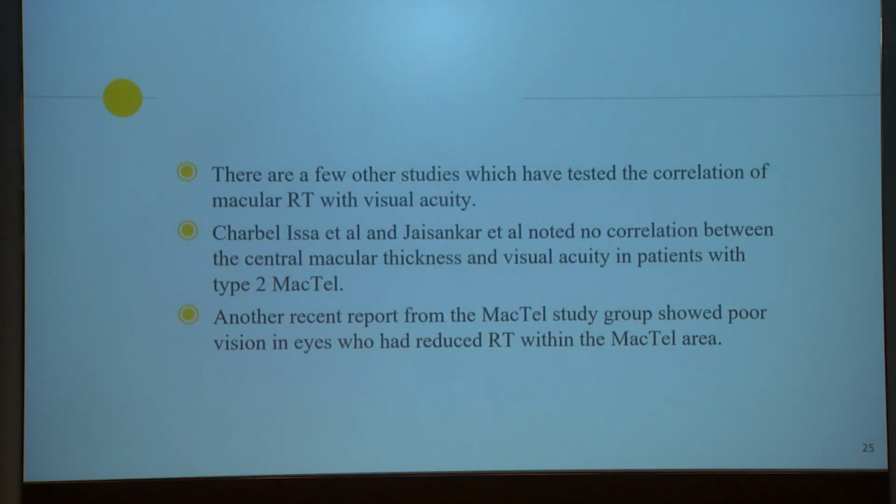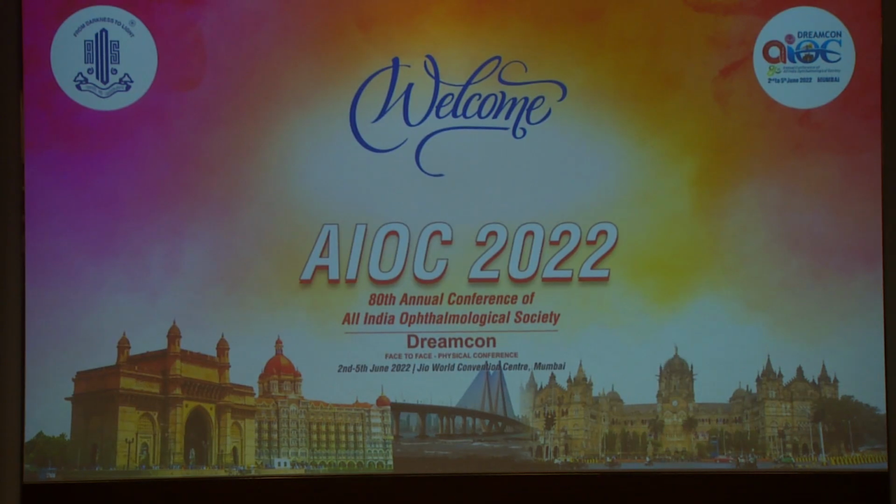There are few other studies that have tested the correlation of retinal thickness with visual acuity in MacTel. Charbel Issa et al. and Jaishankar et al. noted no correlation between central macular thickness and visual acuity in patients with type 2 MacTel. Another report of the MacTel study group showed poor vision in patients who had reduced retinal thickness in the MacTel area.